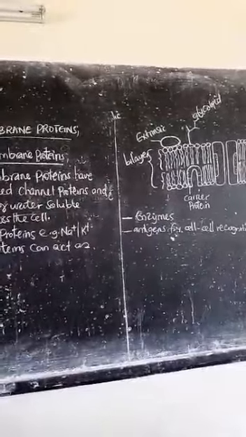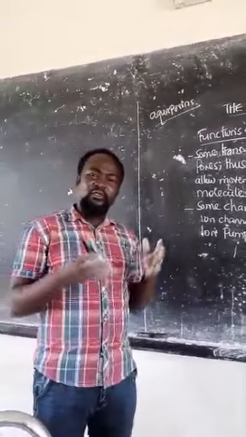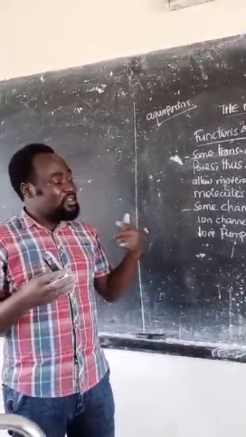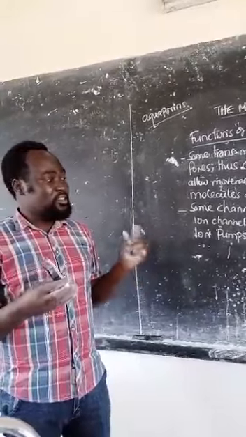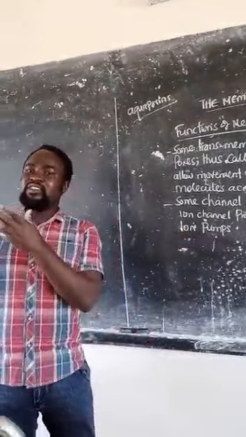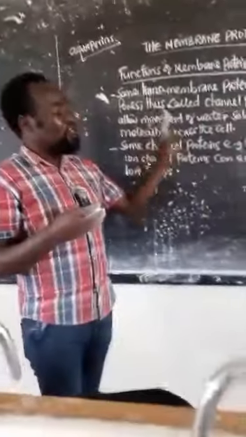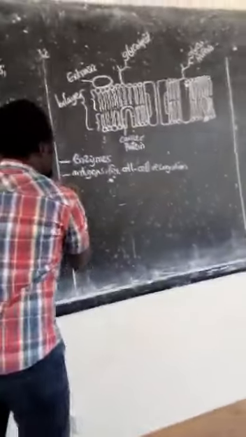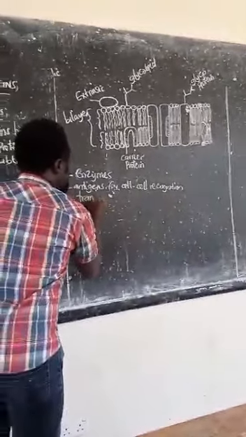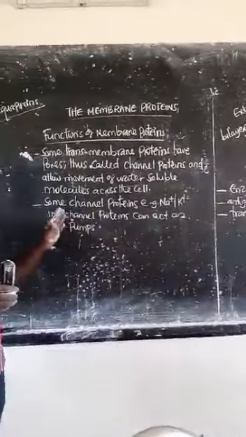Then we find that some proteins bind with specific molecules. They can bind with hormones, and when they bind with hormones, they can act as transducers. They convert the message into an electric message so that it can easily be transmitted across the cell membrane. So they can be transducers. So these are some of the functions of the membrane proteins.